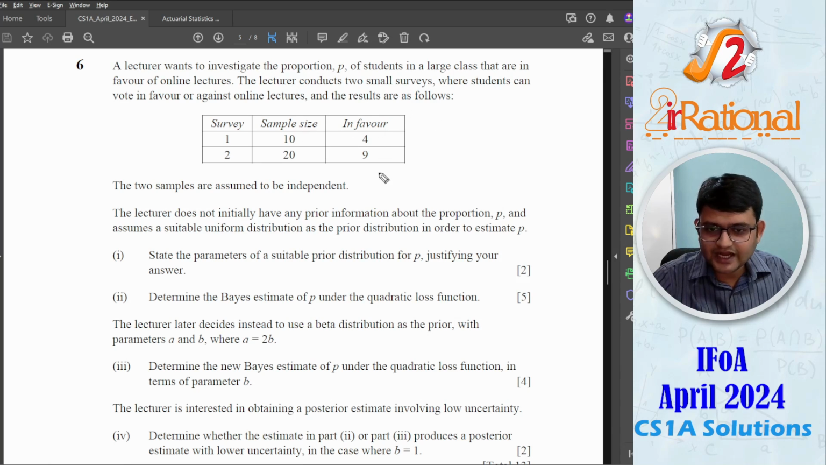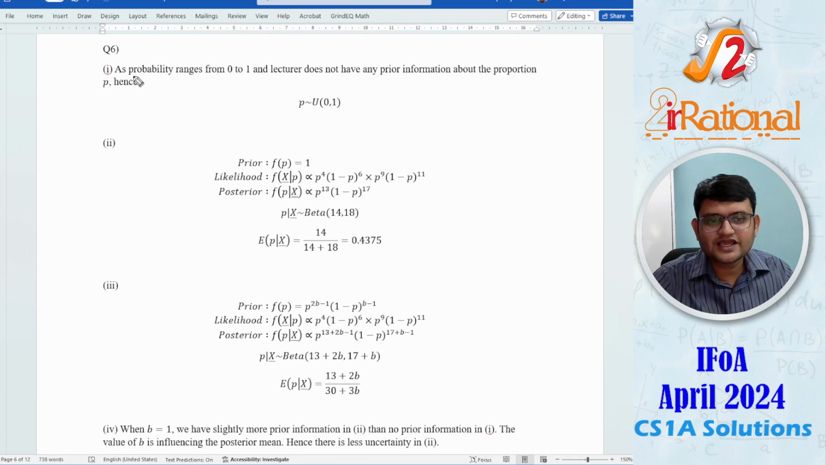So we have sample size and in favor. The two samples are assumed to be independent, so you can assume them to be binomial. The lecturer does not initially have any prior information about the proportion P and assumes a suitable uniform distribution as the prior distribution in order to estimate P. State the parameters of a suitable prior distribution for P, justifying your answer. So we'll say as the probability ranges from 0 to 1 and the lecturer does not have any prior information about the proportion, hence P will follow a uniform distribution between 0 and 1.